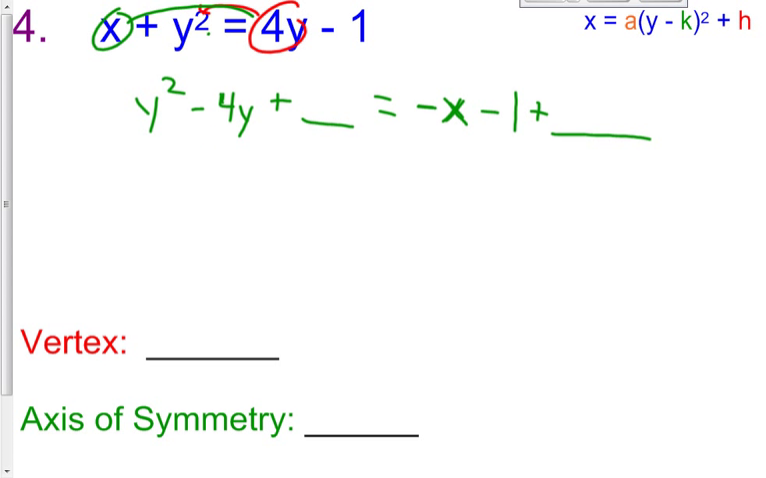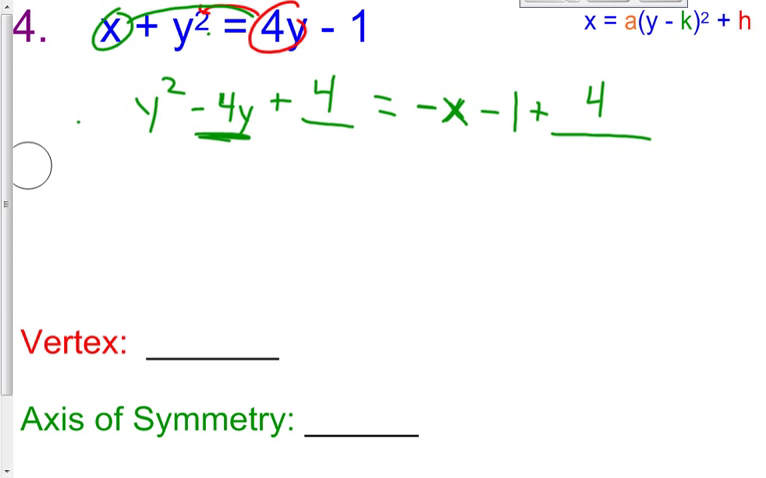I have to take this b and divide it by 2 and square it. So negative 4 divided by 2 is a negative 2. A negative 2 squared is a positive 4. So if I add 4 here, I have to add 4 right here.